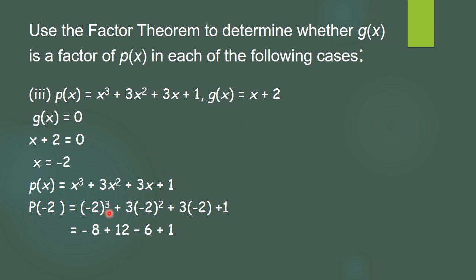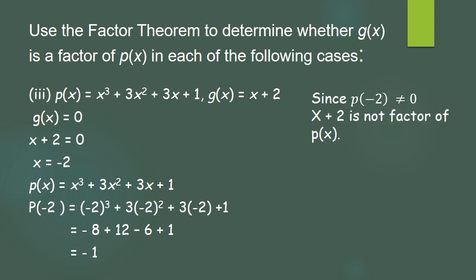So what we get? Minus 2 cube will be minus 8. Minus 2 square is plus 4. 4 3s are 12. This is a plus into minus, so it becomes minus 6, plus 1. And when we simplify, we get minus 1. So we get p of minus 2 is not 0. And it indicates that x plus 2 is not a factor, and x plus 2 was our g of x. So we will say that g of x is not a factor of the given p of x. Now we'll take one more.